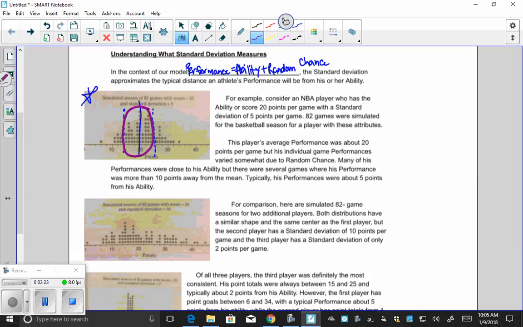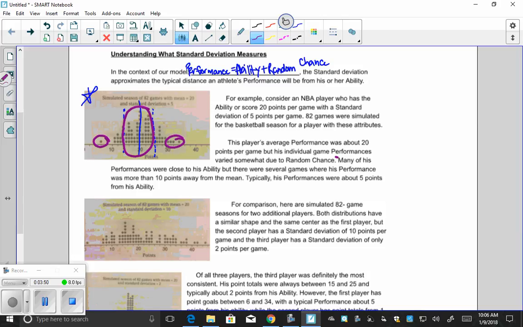Many of his performances were close to his ability, but there were several games where his performance was more than 10 points away. So now they're talking about this group of points and this one. Typically, his performances were about 5 from his ability, and then a couple were more than 5.